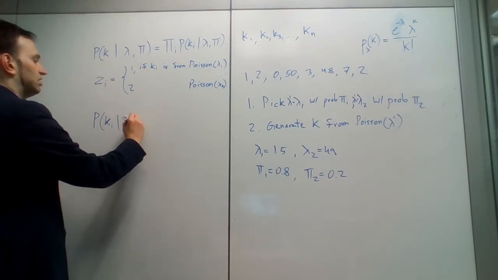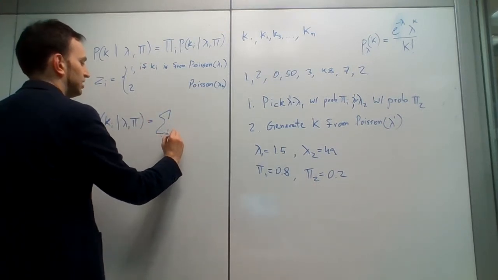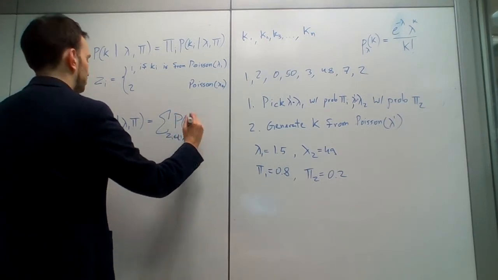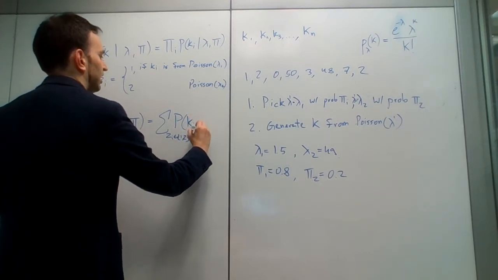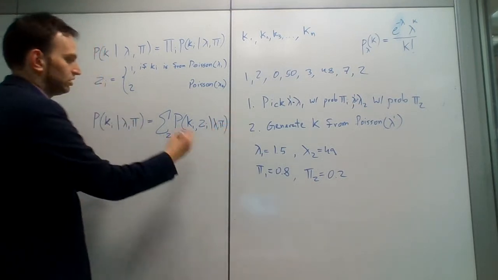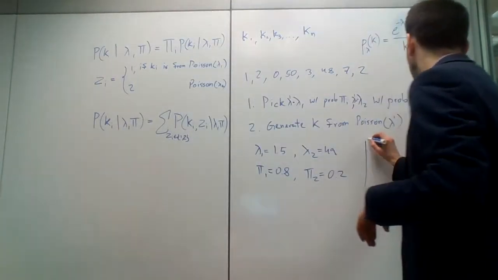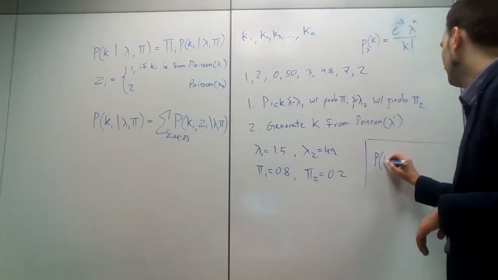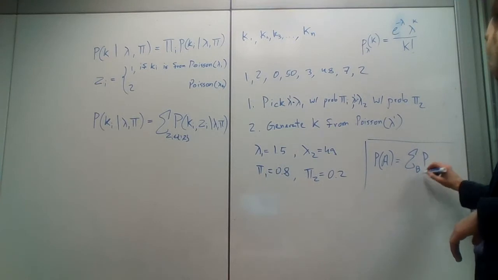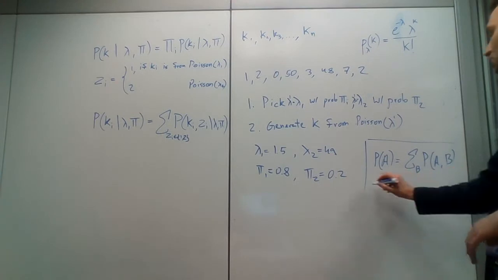given lambda and pi, well, that's just the sum over the possible zi's, so the sum over zi in 1, 2 of the probability of ki and zi together given lambda and pi. So you get to do this, right? This is just a side note: the probability of A is equal to the sum over all the possible B's of the probability of A and B together. Okay, you get to say this.